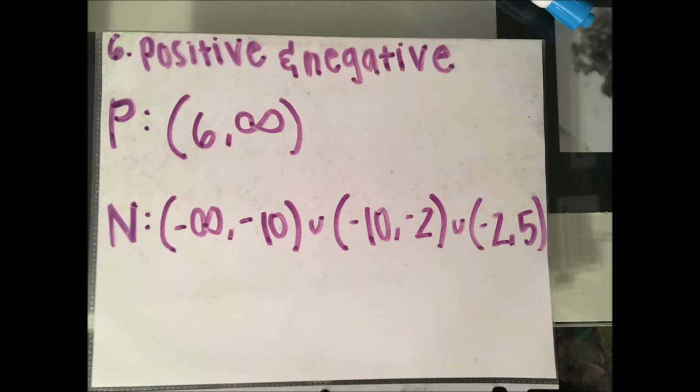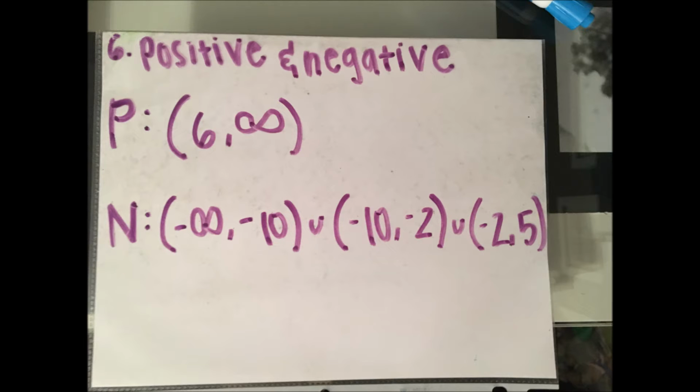The next part is the positive and negative, which looks at which part of the graph has positive values and which part encompasses negative values. And for this piecewise function, the only time that the graph is positive is from 6 to infinity, which is that third graph, and that's the only graph that has positive values.